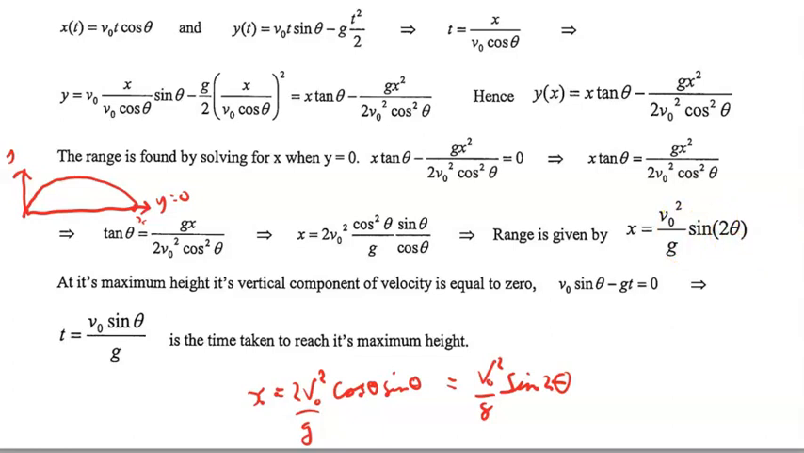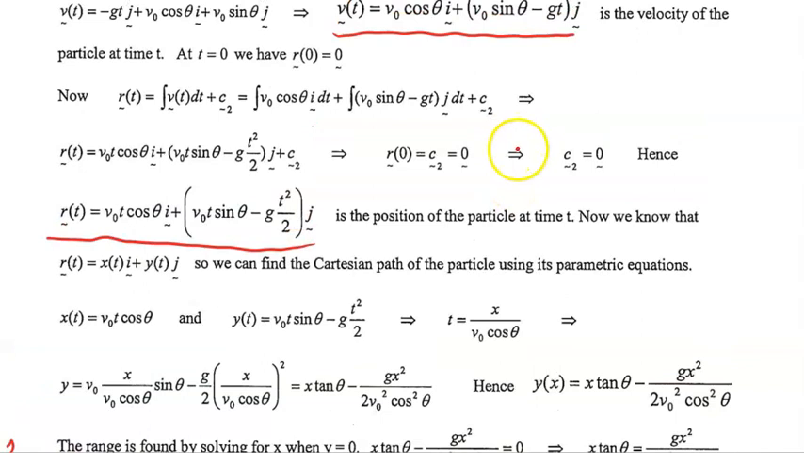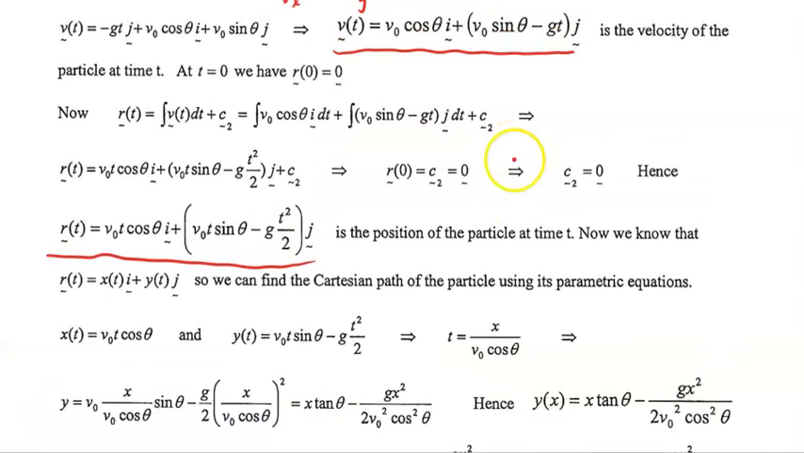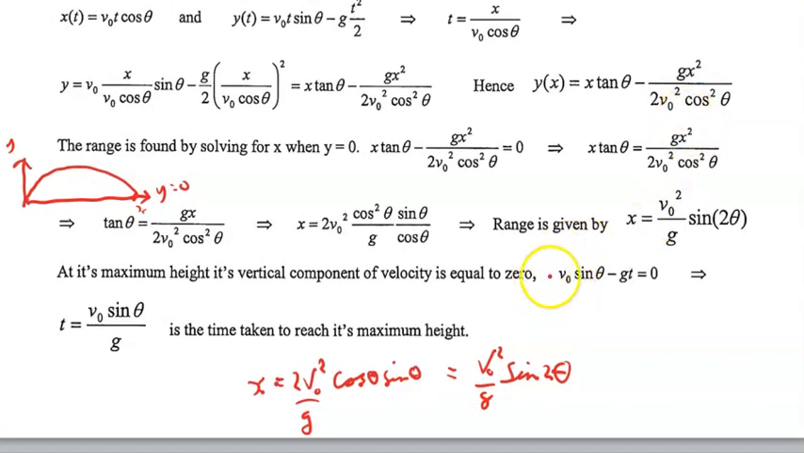Now, by a similar token, at its maximum height, its vertical component of velocity is 0. So if we find the velocity component, here it is, here's the y component of the velocity. That's v0 sine theta minus g t. So that component is v0 sine theta minus g t.